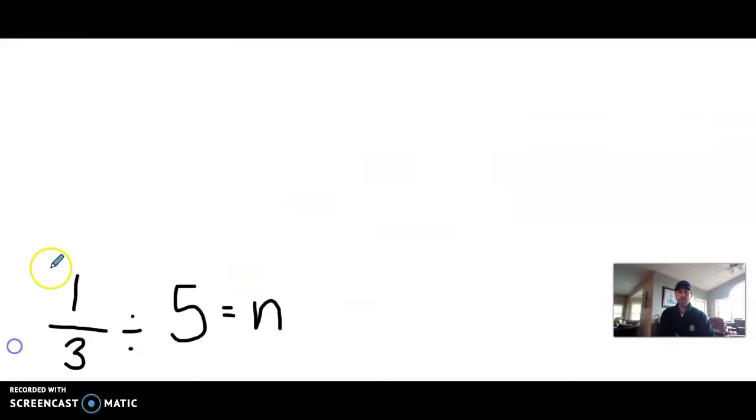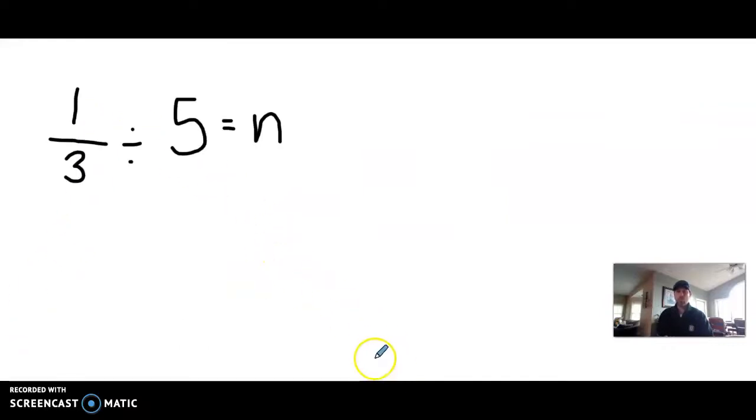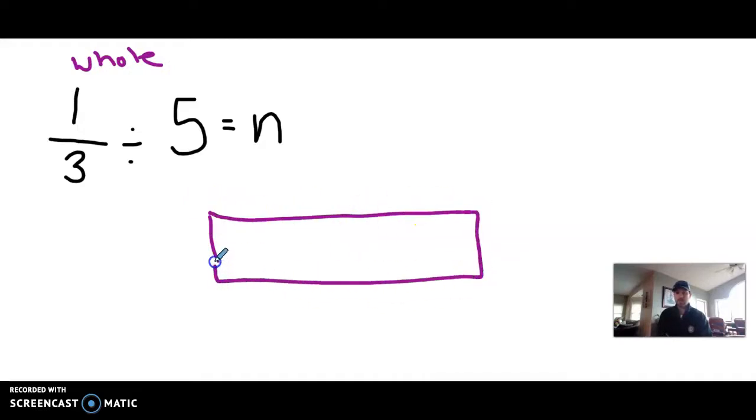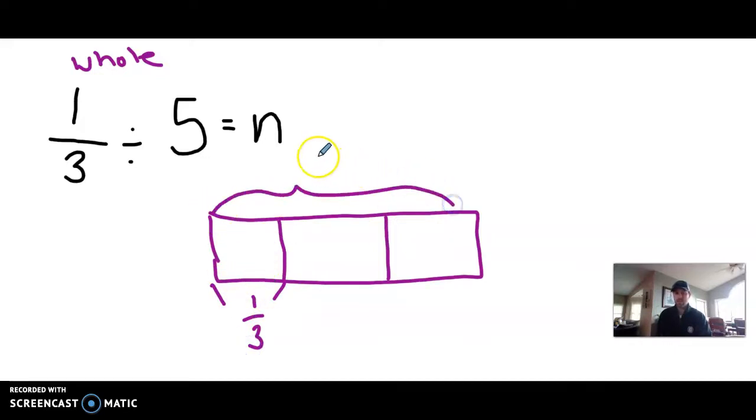And I scroll down here, and we have 1/3 divided by 5. First, I have to think about my whole. My whole is going to be my 1/3. So I am going to draw a model that's going to show 1/3. Again, labels are really important. This is how much I'm starting with. Let's say that I originally had this whole candy bar over the course of 3 days. I ate this middle part a couple days ago on Monday. I ate this one on Tuesday. And now I'm just left with 1/3.